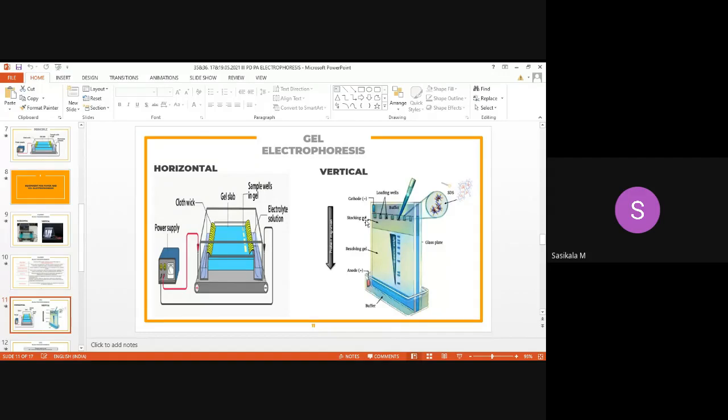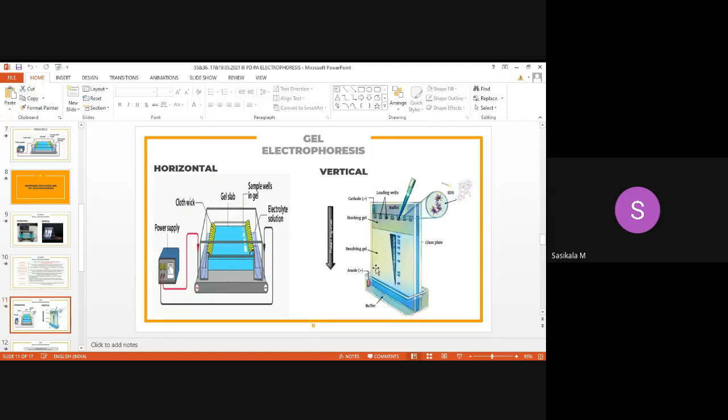Since the stacking gel will have a low pH, what will it have? Low pH, that means acidic pH, so at the cathode, acidic pH means the cations will be there. So in acidic medium, the samples will be arranged to move for the separation.